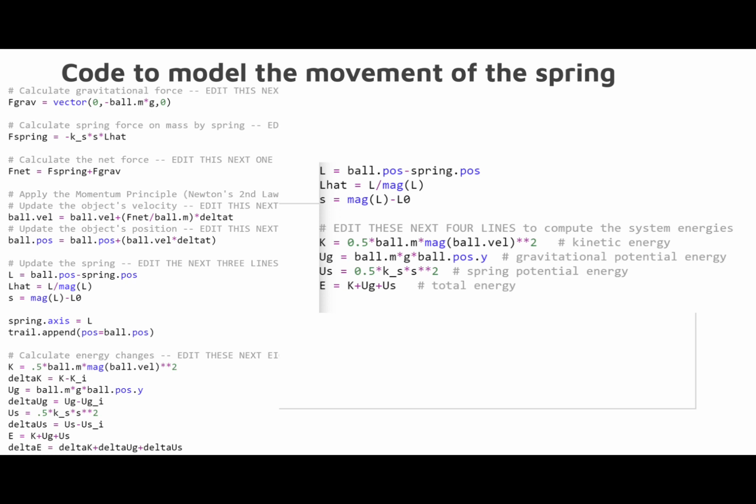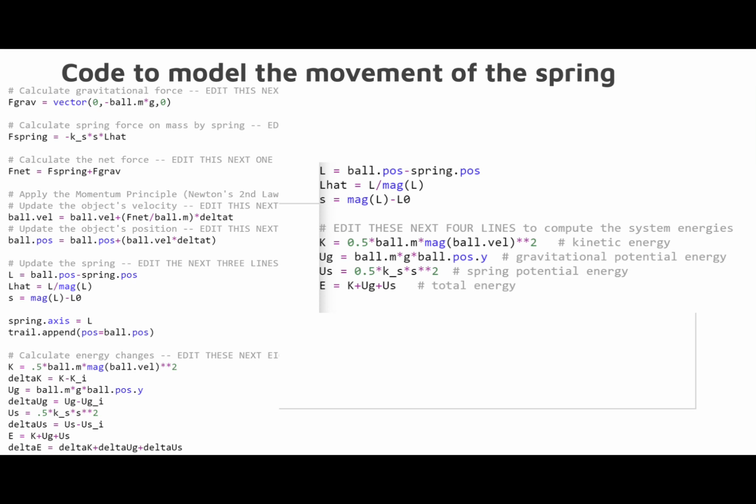The code to model the movement of the spring shows the calculation of the force of gravity as well as the force of the spring, and combining those gives us the net force. We can update the ball or the weight's velocity with the update velocity formula and update the position of the weight with the update position formula. We can also update the length of the spring using the spring, its relaxed length, and the update position formula.